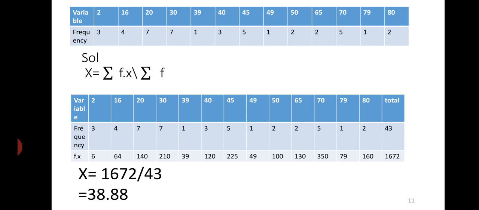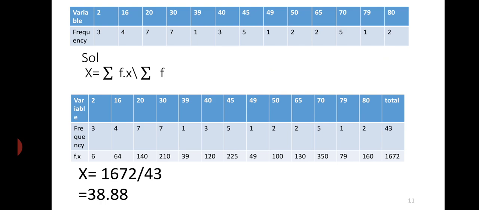Let's see what the solution for the mean of this problem is. Mean is equal to summation of fx divided by summation of f. Here is the summation of fx. That means we have to calculate frequency into x variable. We get the fx variable.